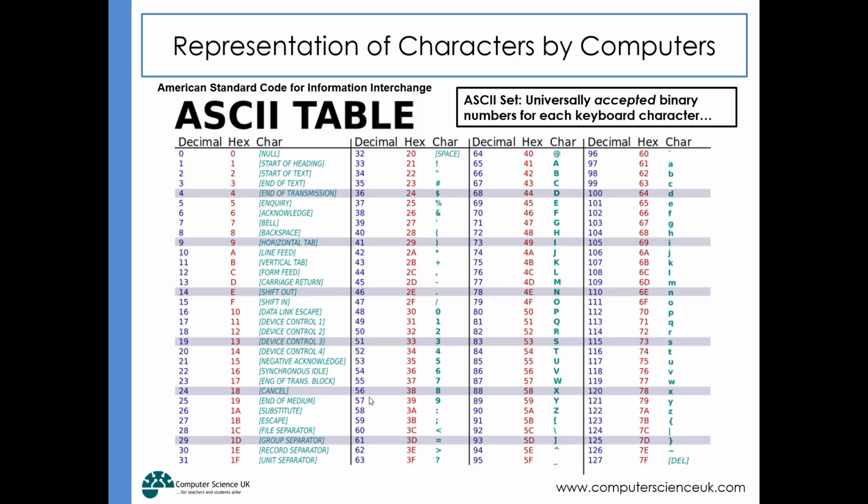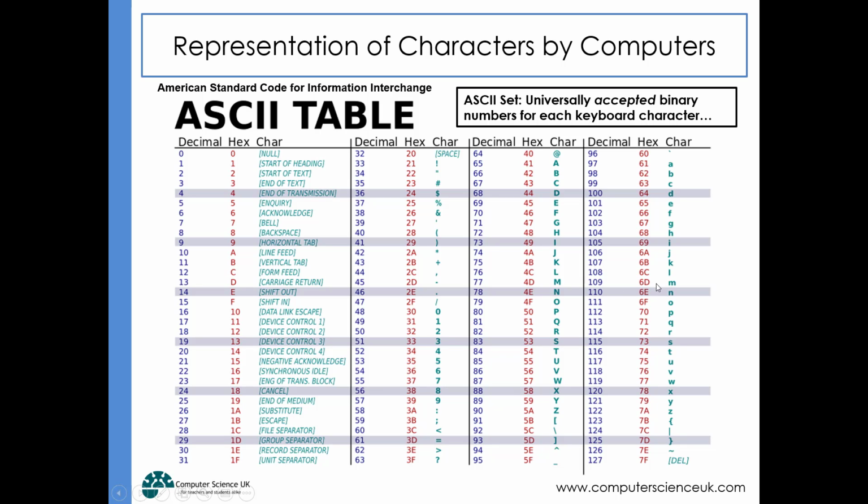Now here we've got the ASCII table. ASCII stands for American Standard Code for Information Interchange. Ultimately it is a universally accepted set of binary numbers that each represent a different character that you find on a keyboard. So in green you can see that we have different characters. We've got the capital letter M, for example. That is represented by the decimal value of 77. So that letter is given its unique number of 77. Lowercase m has the number 109.